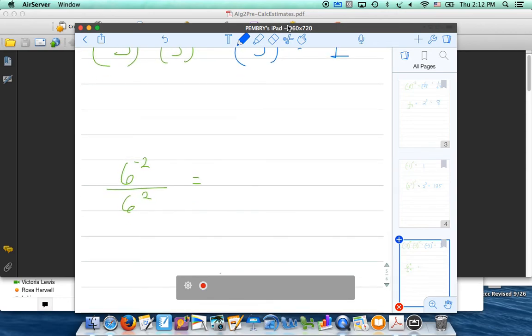Here, do you remember that the rule is to subtract the exponents? 6 to the negative 2 minus 2. Well, that's going to be 6 to the negative 4 power. Oh, remember what a negative exponent means. 1 divided by 6 to the positive 4 power. It's okay to leave it like that.